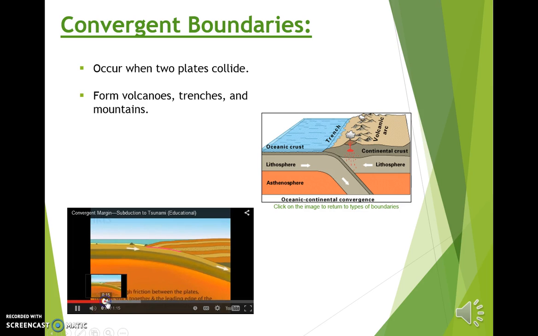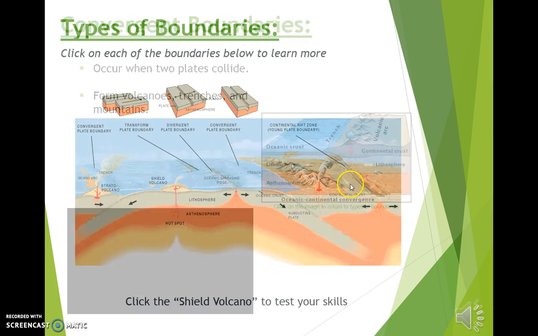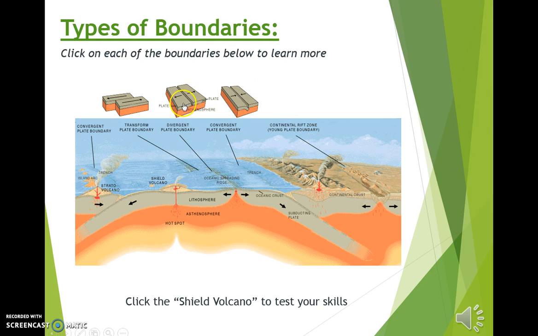These subductions immense friction along the shaft being pushed backwards. During subduction, a thin layer on top. Once students have finished watching the videos and looking at the diagram, they can click on the image and be taken back to the types of boundary page.